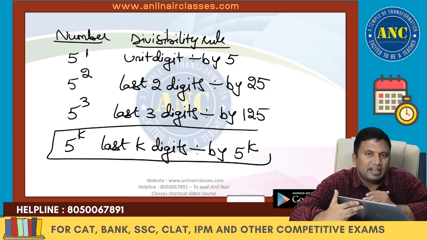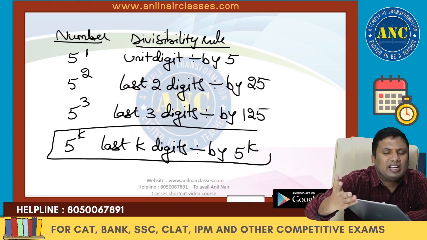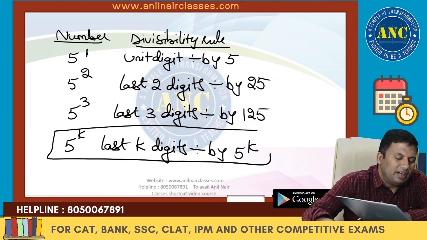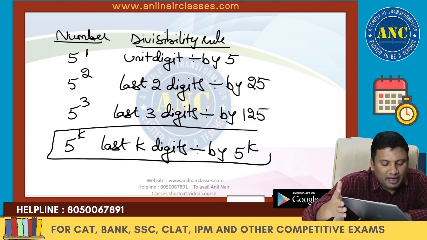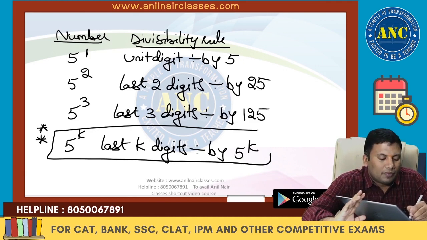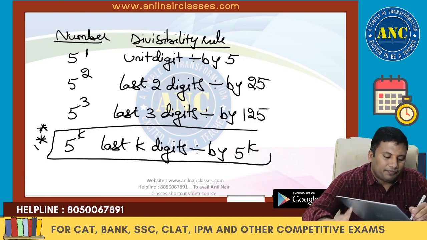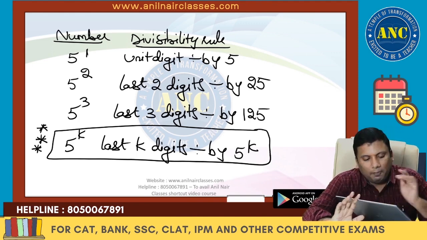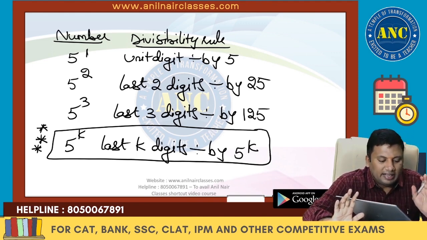For 5 power k and 2 power k, the divisibility rule principally remains the same. If it is 2 power 4, the last 4 digits should be divisible by 16. If it is 5 power k, the last k digits should be divisible by 5 power k. I hope the idea is clear.